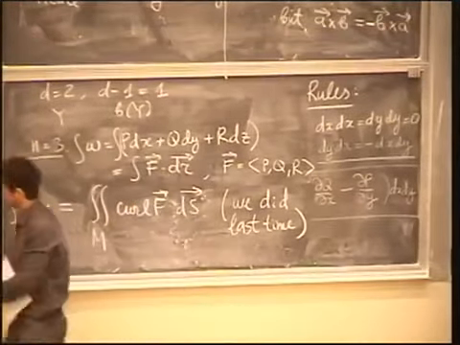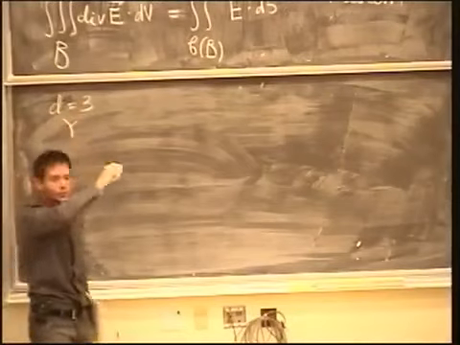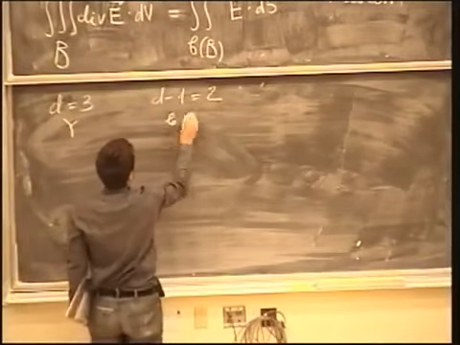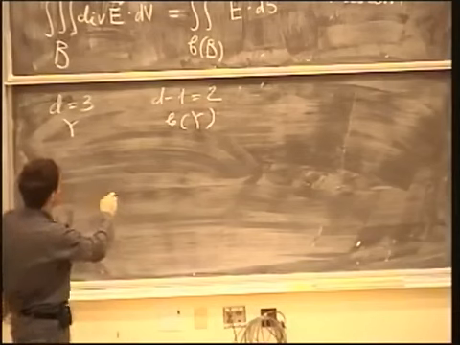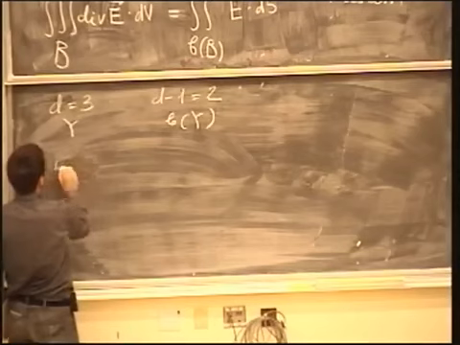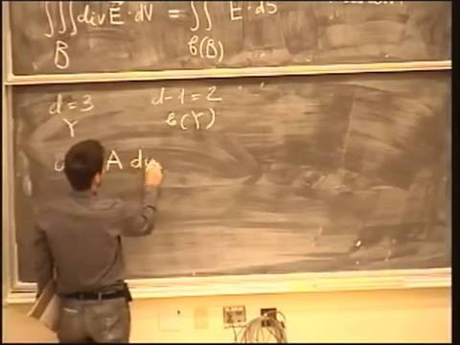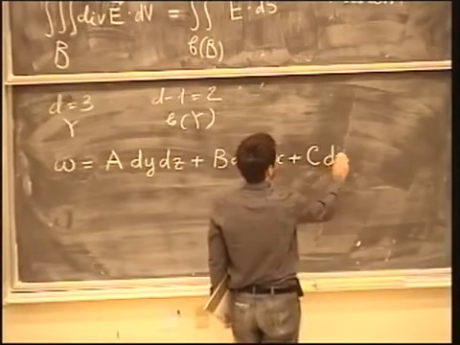Well, let me erase here. In the case of the divergence theorem, we have d equals 3, so that the domain is three-dimensional, and the boundary of the domain is two-dimensional. Right? So what could it be? So what does this look like? Well, in this case, omega is going to look like this. It's going to be a times dy dz plus b dz dx plus c dx dy.